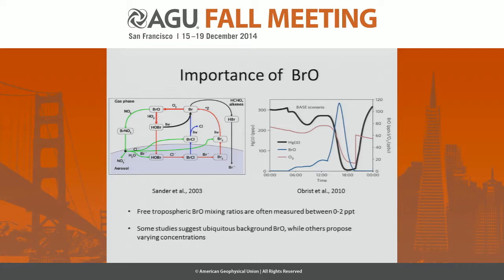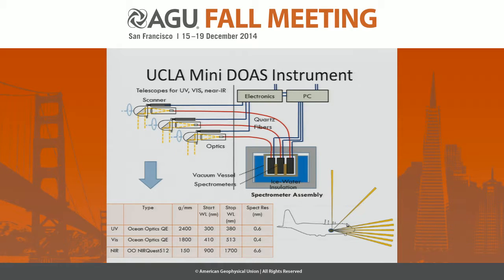Now, free tropospheric BrO concentrations generally range between 0 to 2 ppt. Some studies do suggest a ubiquitous background, possibly in excess of a ppt, whereas other studies propose a more varying concentration. So during the NOMADSS campaign, our group operated an aircraft limb scanning MAX-DOAS system, which we called the mini DOAS instrument. Now, the instrument consisted mainly of 3 telescopes mounted to the exterior of a C-130 aircraft.